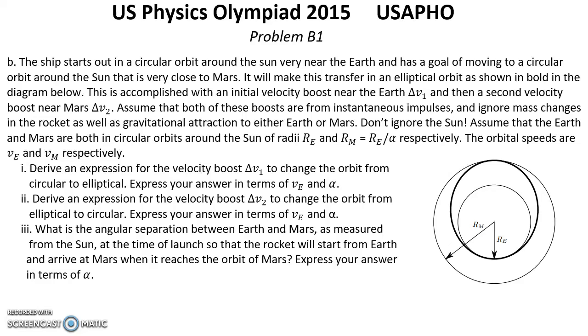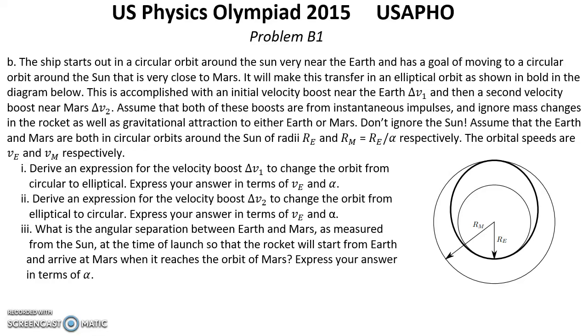First question. Derive an expression for the velocity boost delta v1 to change the orbit from circular to elliptical. Express your answer in terms of V_e and alpha. Second question. Derive an expression for the velocity boost delta v2 to change the orbit from elliptical to circular. Express your answer in terms of V_e and alpha.